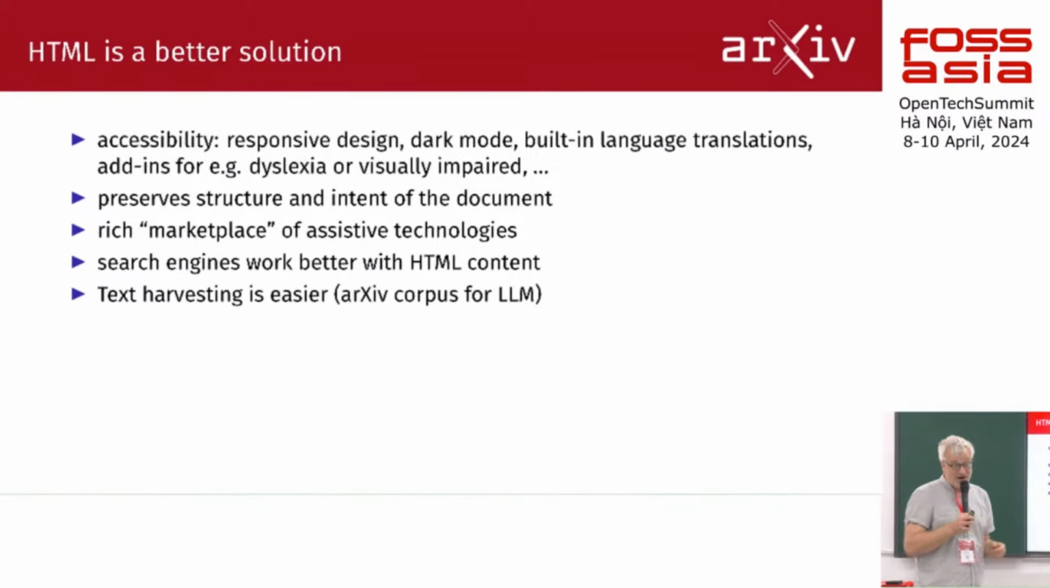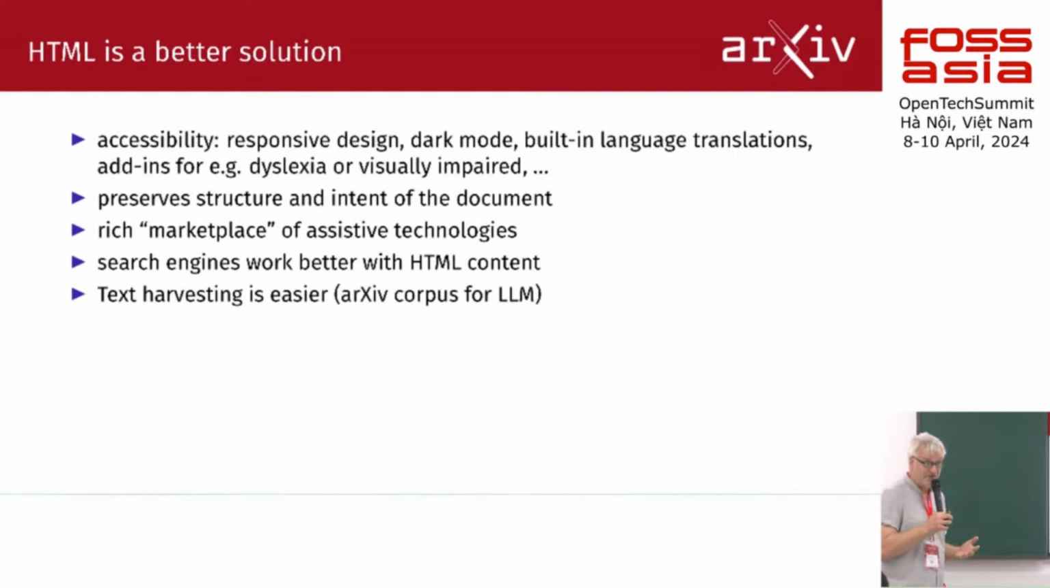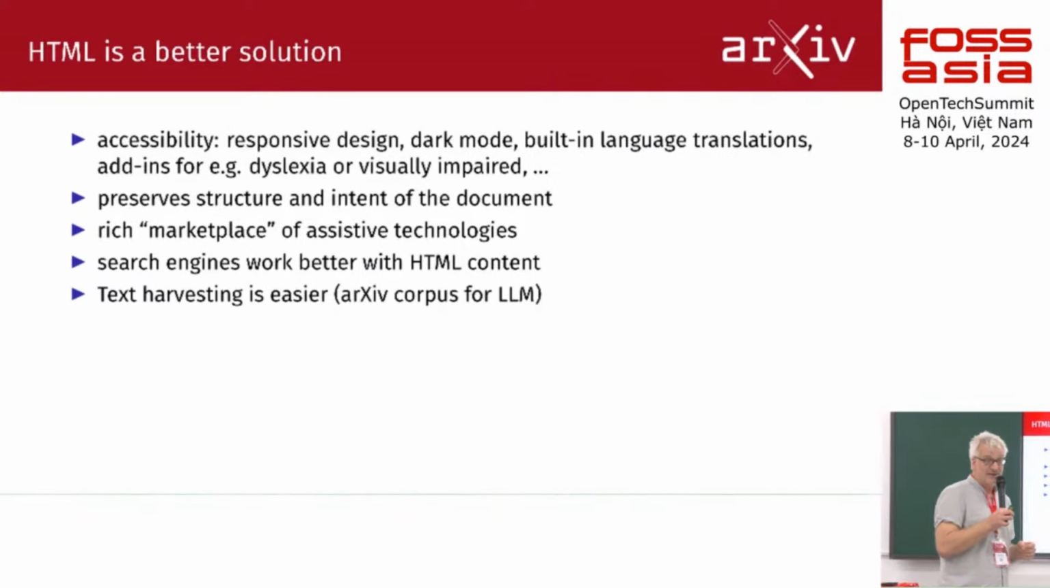There's a rich marketplace for assistive technologies. There are a lot of plugins for handicapped people they can use. They are used to them. They are very fast doing them. They're very efficient in reading stuff. Not to speak of search engines, which work much better with HTML than PDF.